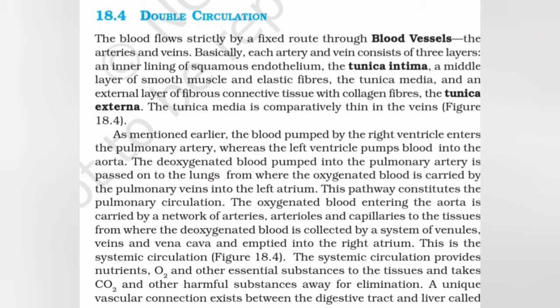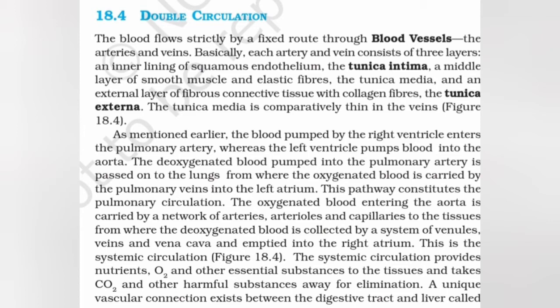The oxygenated blood entering the aorta is carried by a network of arteries, arterioles, and capillaries to the tissues, from where the deoxygenated blood is collected by a system of venules, veins, and vena cava and emptied into the right atrium. This is the systemic circulation. So, two circulations are there, pulmonary and systemic, hence known as double circulation.